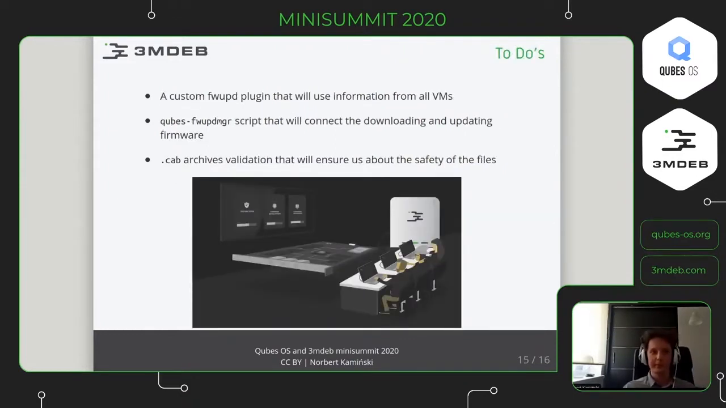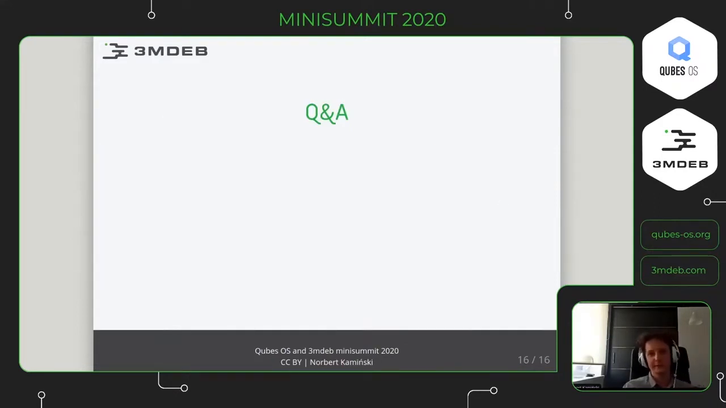So, last but not least, what is there to do in our project? We need to create a custom plugin that will use information from all the VMs, and that will provide proper functionality for our fwupd manager. We also have to create a Qubes fwupd manager script that will connect the downloading and updating firmware process, and then we have to do the second step of validation in our downloading process. And I think that's it. Thank you for your attention, and ask questions.